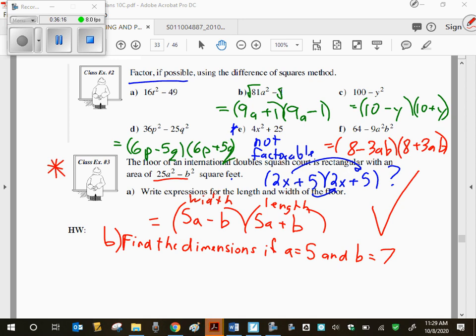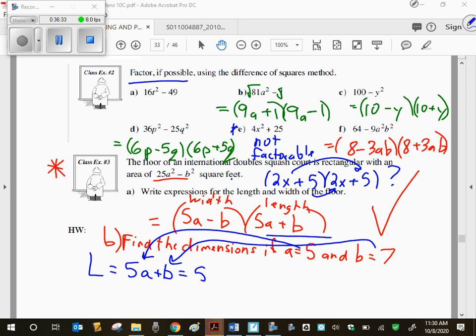Okay, so let's do the length first. I'll underline that in blue. And simply we just take the 5a plus b, and wherever we see an a we put 5, and wherever we see a b we put 7. So the length, I'm going to just put L equals 5 times a, which is 5 times 5, because a equals 5, plus b, which equals 7. And then your calculator will give you 25 plus 7, 32. I was going to put meters, but it's actually feet. Okay, 32 feet.